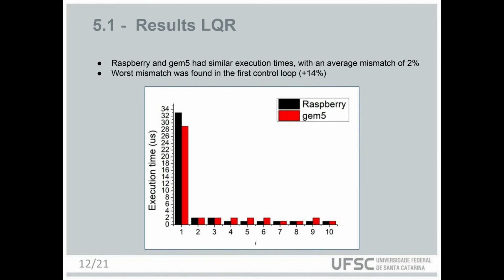The LKR control program also showed very low mismatch between the execution times obtained from simulation data and from the real hardware tests. The average mismatch in the first 10 control loops was 2%, and the worst mismatch occurred in the first control loop, where the gem5 executed with a mismatch of 14%.